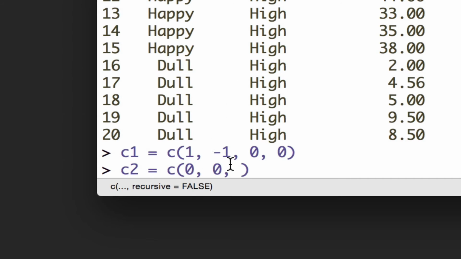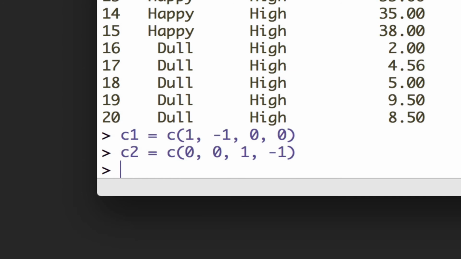But the third one is a high relevance group, so we want to give that a coefficient of 1, and the dull people are going to get a coefficient of -1. Okay, so we've defined our specific comparisons, or our specific hypotheses that we want to test individually.